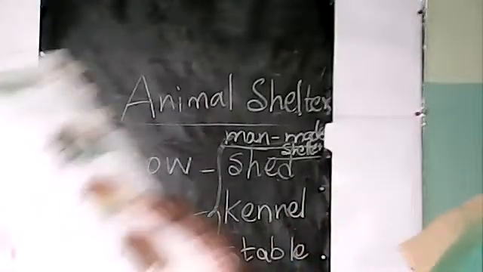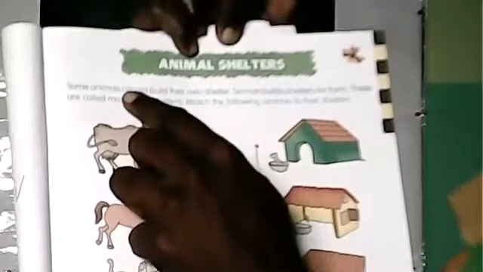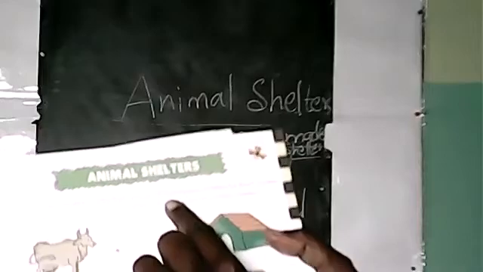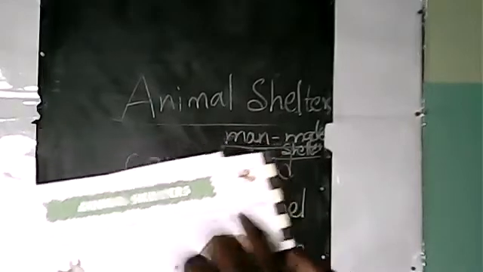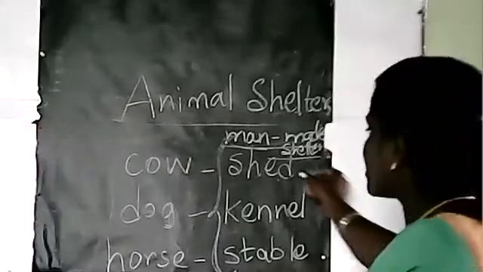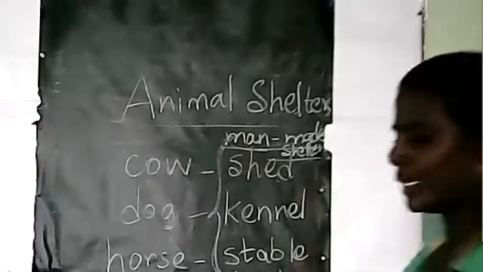Now you take your book, Environmental Science, page number 17, sheet number 17, animal shelters. Some animals cannot build their own shelters. So man builds shelters for them. Man builds the houses for them. These are called man-made shelters. So these three are called man-made. There are many more like this. So these are called man-made shelters.